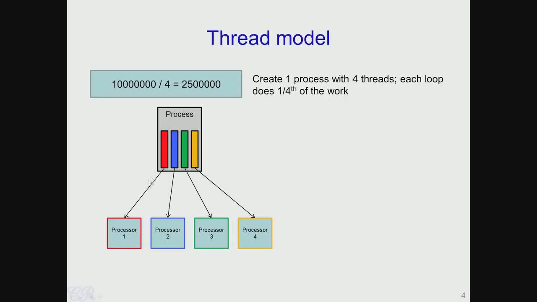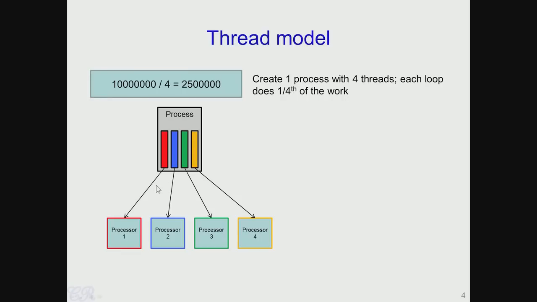For example, the red thread goes into processor 1 and is executing here, the blue thread goes into processor 2, green and yellow go into processor 3 and 4 respectively. Thus, we are able to achieve parallelization by using threads. This parallelization is quite similar to the process parallelization we saw in the previous slide. However, it has lower overheads.